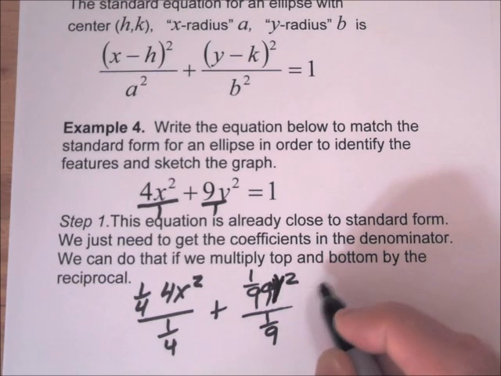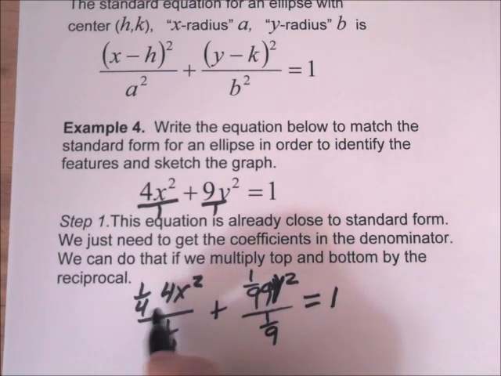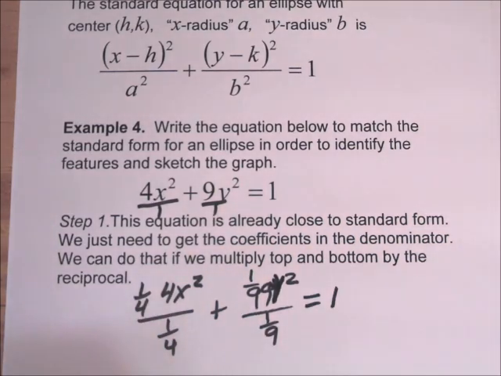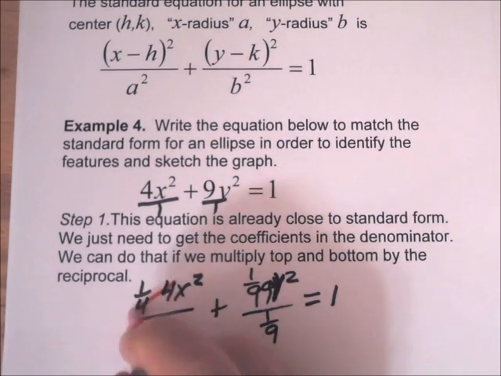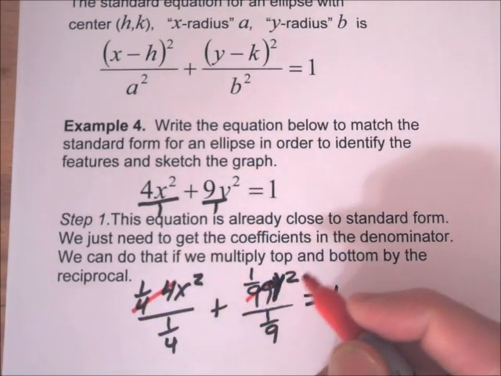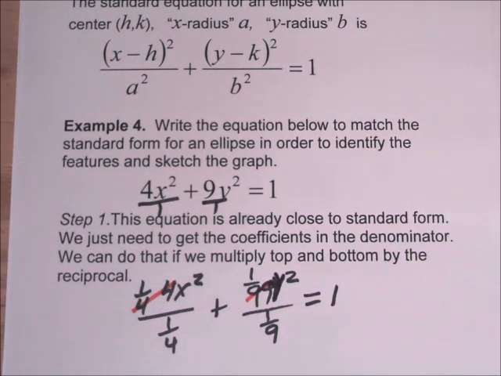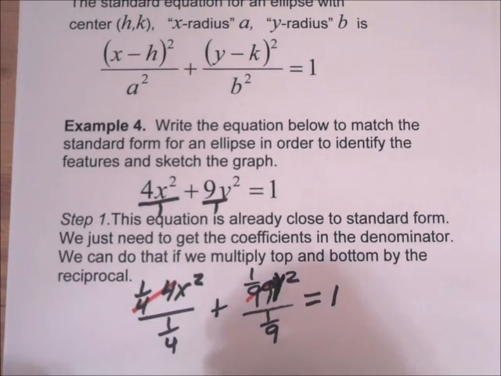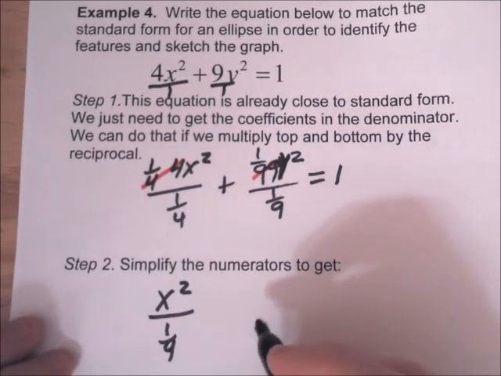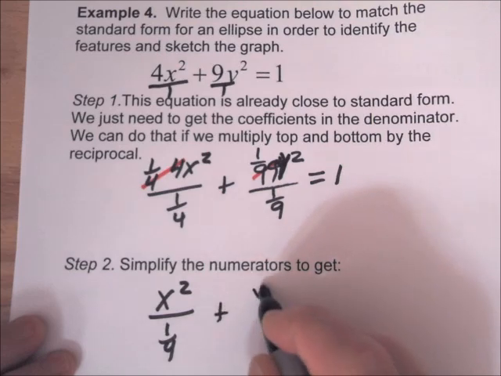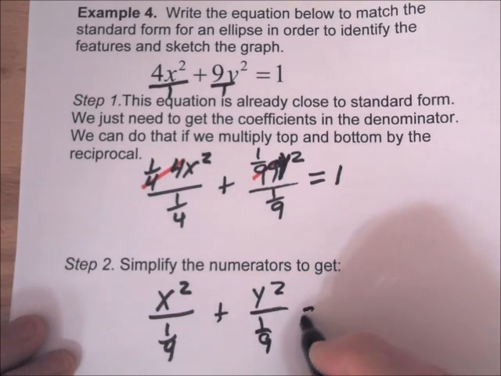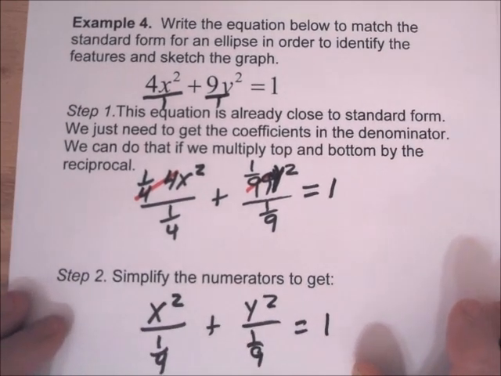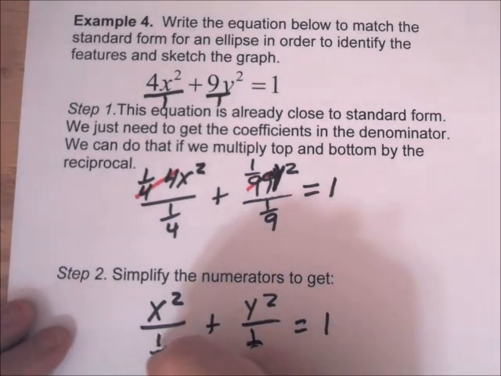Okay, so 1/4 times 4 is 1. That'll cancel. It's a little messy here. And the 1/9 times 9 will cancel, and that will leave us with just x squared over 1/4 plus y squared over 1/9 equals 1. And now it's very close to the form that we wanted.